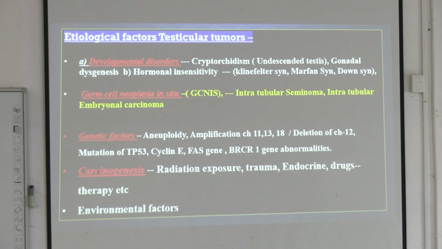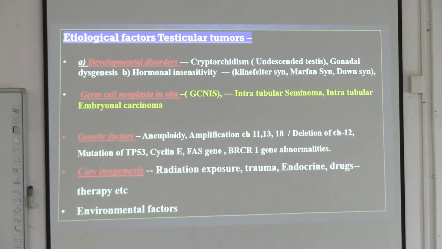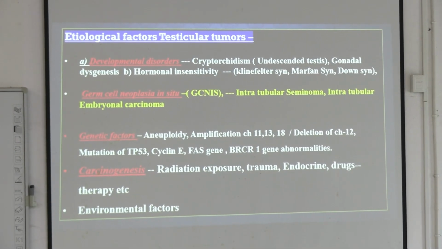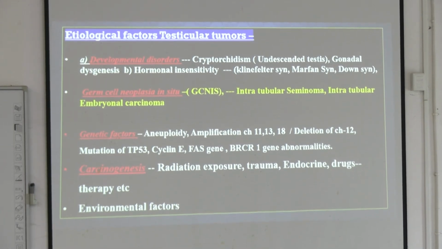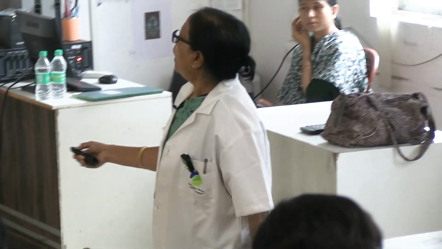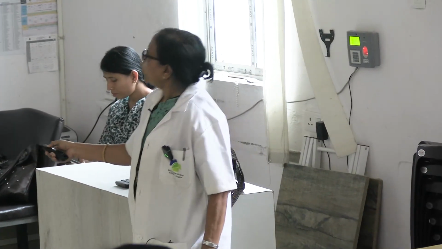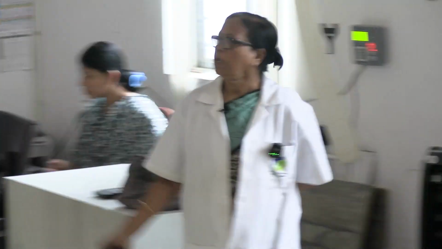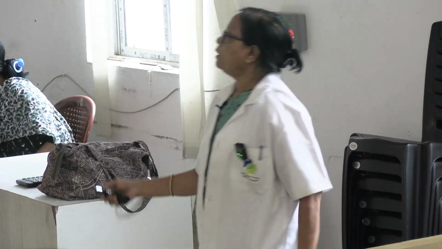Gonadal dysgenesis, cryptorchidism, undescended testes, hormonal insufficiency such as Klinefelter syndrome, and associations with Marfan syndrome and Down syndrome. Or the patient may have a genetic disorder, that is aneuploidy, amplification of chromosomes 11, 13, 18, and 12, mutations of TP53, cyclin D, E, and the BRCA1 gene. These are the genetic factors responsible for carcinoma of the testes.